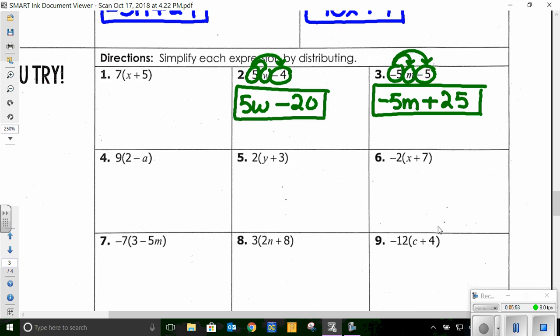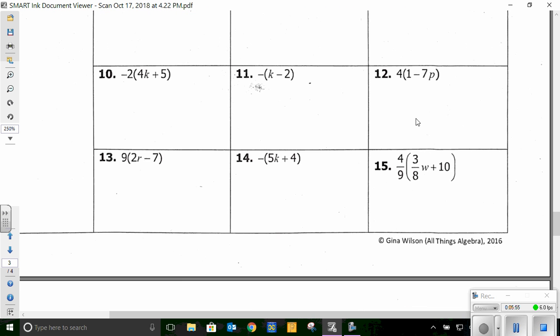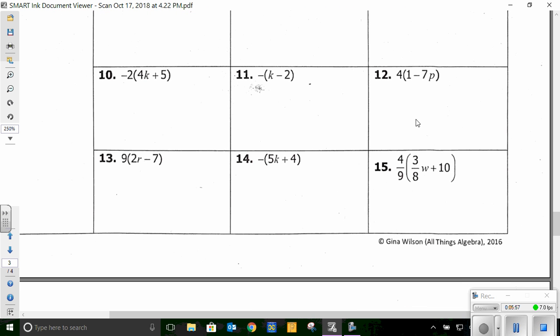All right, let's jump all the way down to number 11, because this sometimes can be a little tricky for people. And there's really two ways that you can think about this. When I'm looking at the negative sign outside of the parentheses, I'm going to show us our two ways. The first way I can think of this is saying negative 1 times k minus 2. So that negative 1 is going to be distributed to k, and it's going to be distributed to 2.